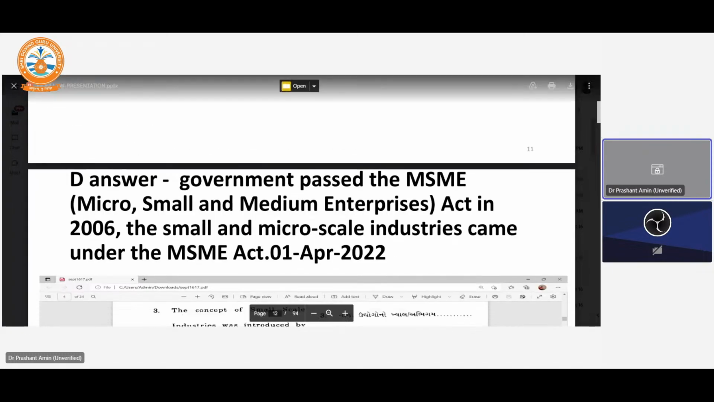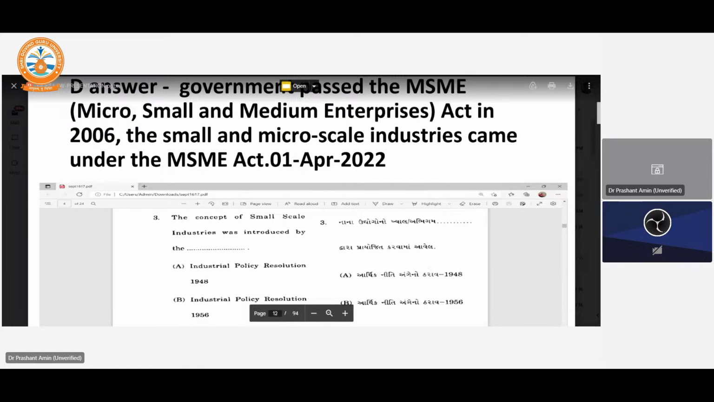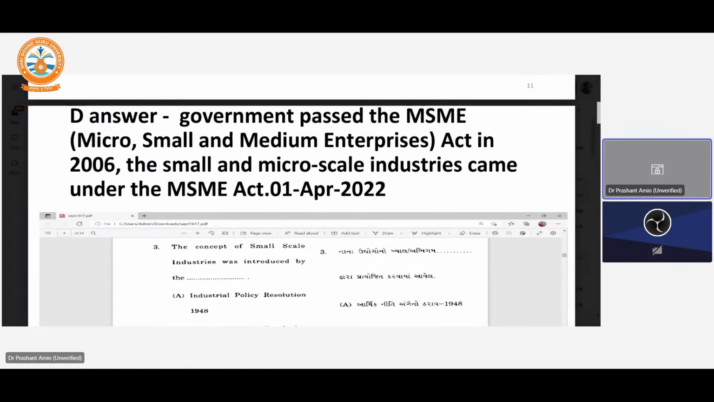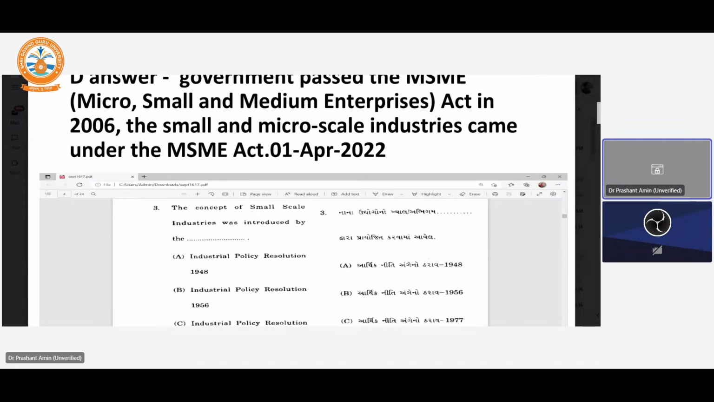But anyway, another question is related to the government passing the Micro, Small and Medium Enterprises Act in 2006. The small and micro scale industry came under the MSME Act.